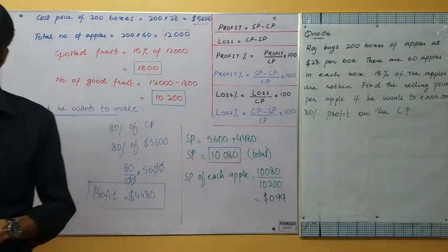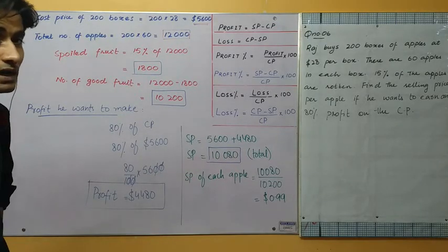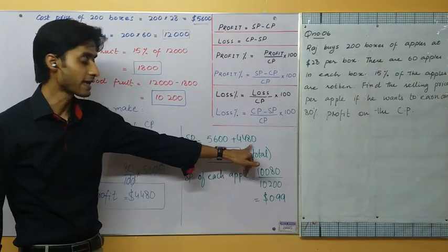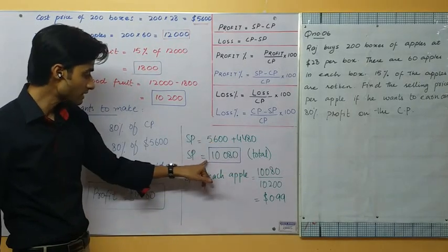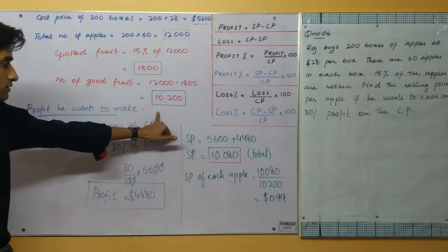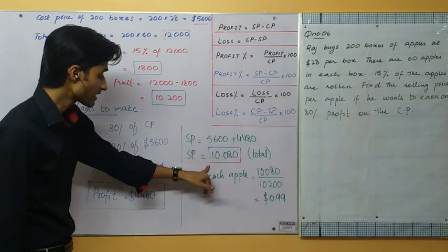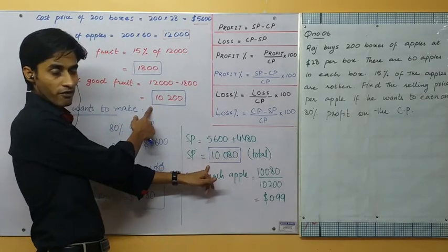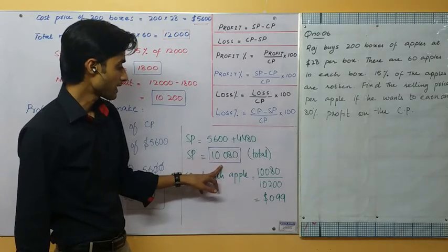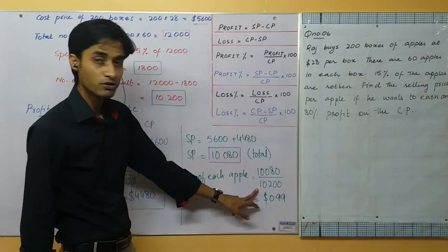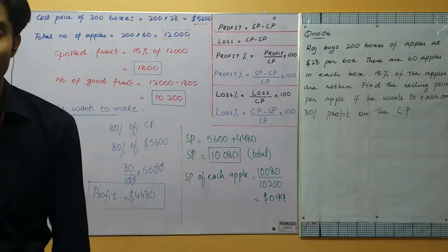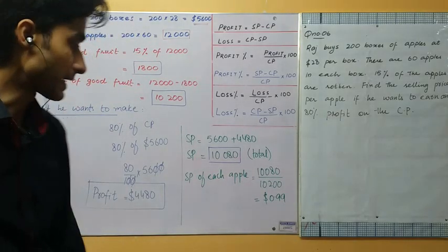He will sell it for $10,080. Only then he will have a profit of $4,480. So this is the total selling price that he is going to sell those 10,200 apples for, to have a profit of 80%. These are the total number of apples that he has available. Selling price of each apple: 10,080 divided by 10,200. That will approximately be equal to $0.99, or 99 cents to be exact.